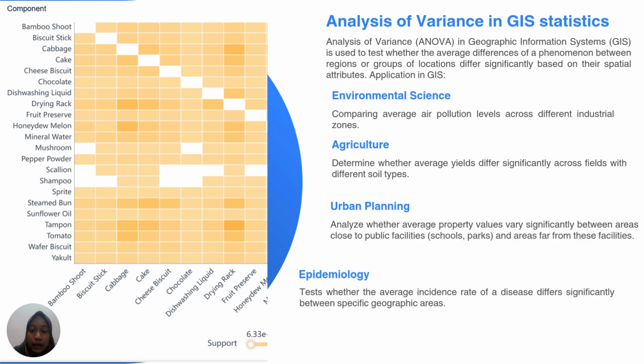Urban planning, analyzing whether average property values vary significantly between areas close to public facilities, school, park, and areas far from these facilities. Epidemiology, tests whether the average incidence rate of a disease differs significantly between specific geographic areas.